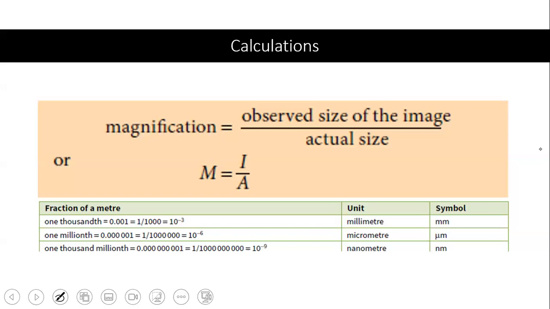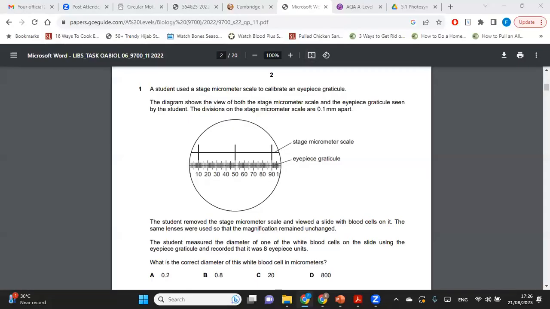So what you and I need to do, before we can use the eyepiece graticule for our calculations, is calibrate it, because this is what it looks like. This is the eyepiece graticule. You see, it's from 0 to 100. It is a built-in scale inside my eyepiece. When you look in the microscope, you'll be able to see the built-in scale.